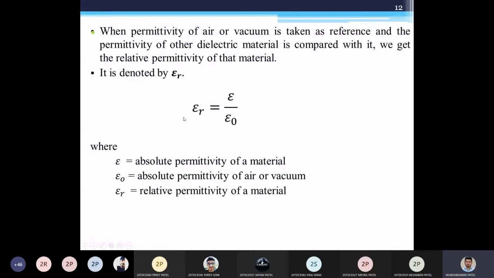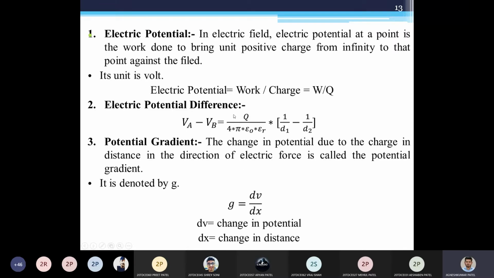Then what is the relative permittivity? Relative permittivity, epsilon r, is the ratio of the absolute permittivity to my reference permittivity, that is, the permittivity of air or vacuum. So epsilon r, that is my relative permittivity.